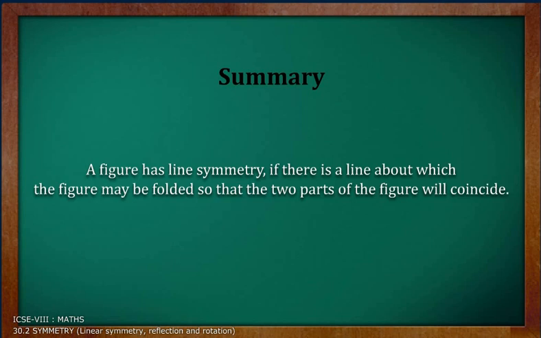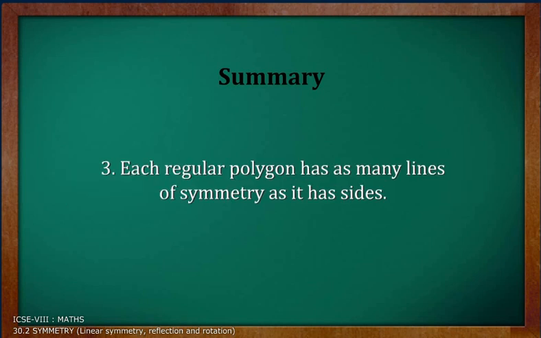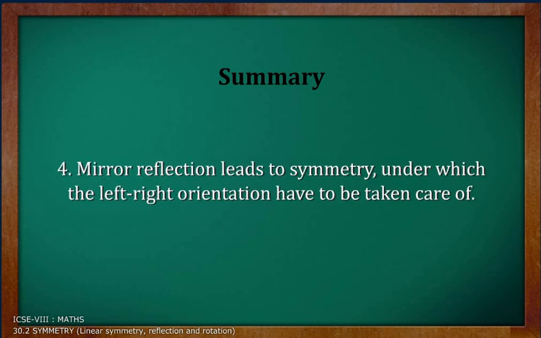Summary. 1. A figure has line symmetry if there is a line about which the figure may be folded so that the 2 parts of the figure coincide. 2. Regular polygons have equal sides and equal angles. They have multiple, that is, more than one, lines of symmetry. 3. Each regular polygon has as many lines of symmetry as it has sides. 4. Mirror reflection leads to symmetry, under which the left-right orientation has to be taken care of.